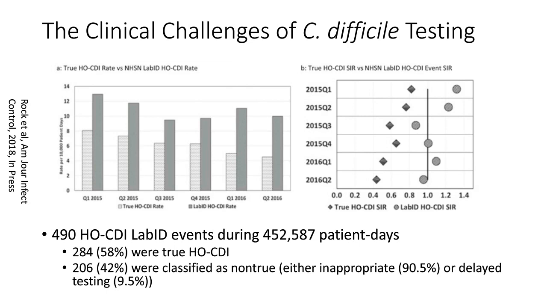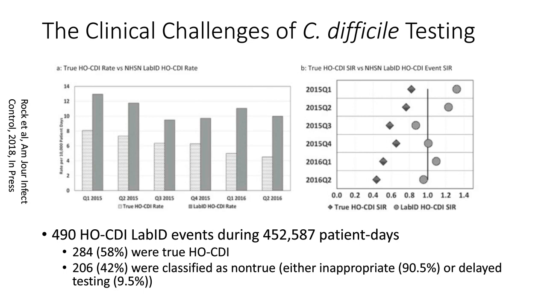And in this particular study, the institution identified 490 healthcare onset Clostridium difficile infection lab ID events during a total of 452,587 patient days. For each of those positive events, infection control then went back and reviewed whether the testing was considered to be appropriate and if testing was considered to be appropriate, whether the healthcare onset Clostridium difficile infection was a true positive, or if inappropriate testing was used or delayed testing was used, then this was considered to be a non-true result.